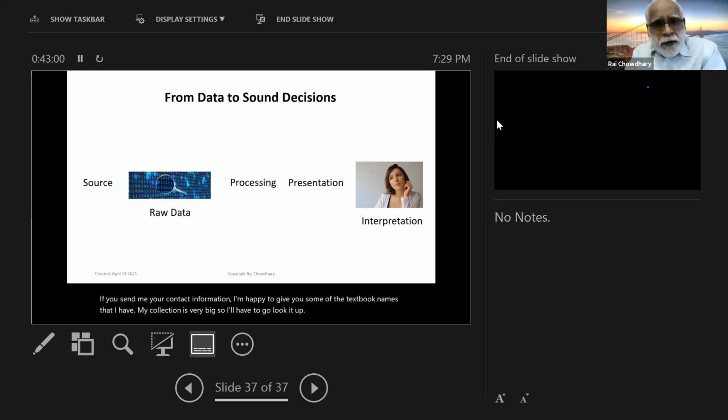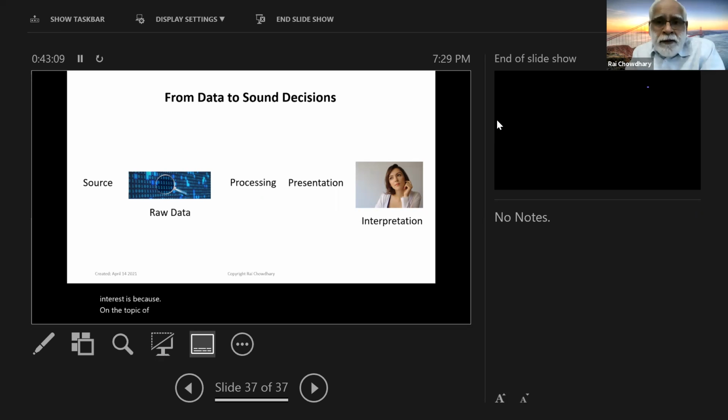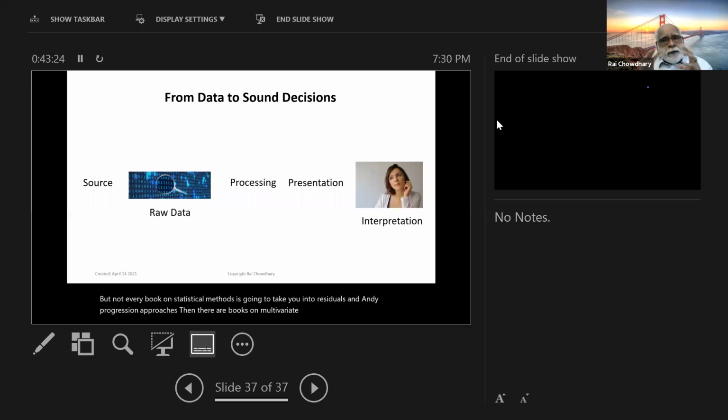Also, it depends on what your interest is, descriptive or predictive models, because on the topic of regression and residual analysis itself, there are probably more than 40 or 50 books. But not every book on statistical methods is going to take you into residuals and deep regression approaches. Then there are books on multivariate analysis, DOEs. All of those are under the umbrella of statistics. So it all depends on where you are and where you want to go.